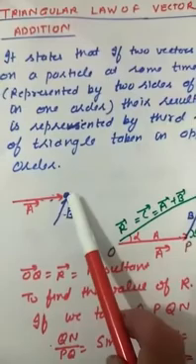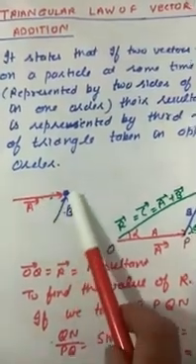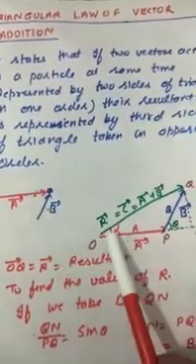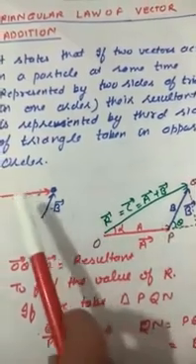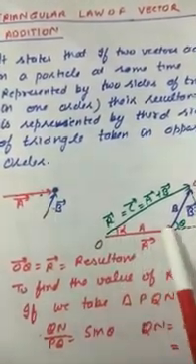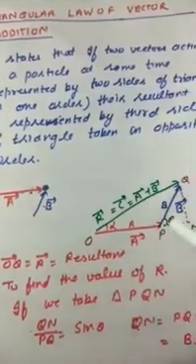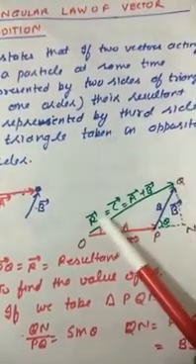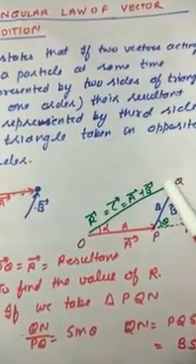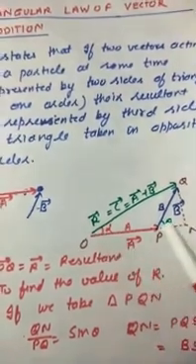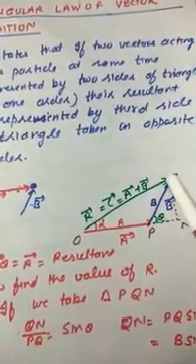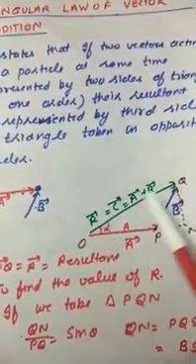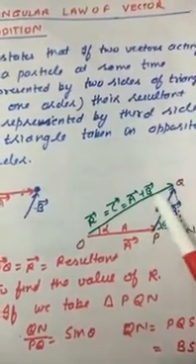So if there is a body and two vectors are acting on the body, and these two vectors are represented by two sides of the triangle in the same order. This is a vector and it is represented by this side. This is another vector and it is represented by this side. Then the third side of the triangle is taken in opposite order. Why are we saying opposite order? Because one is in this order, the other is in this order. So if we took the same order, it would go from Q to O, but we are taking it from O to Q. That will represent the resultant of these two vectors.